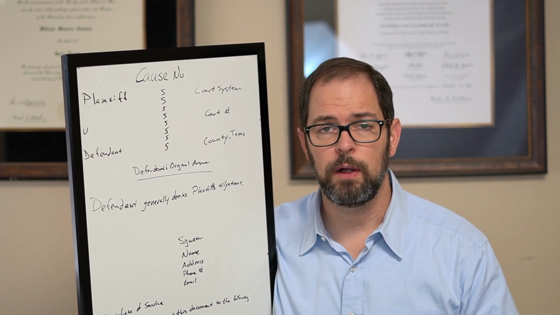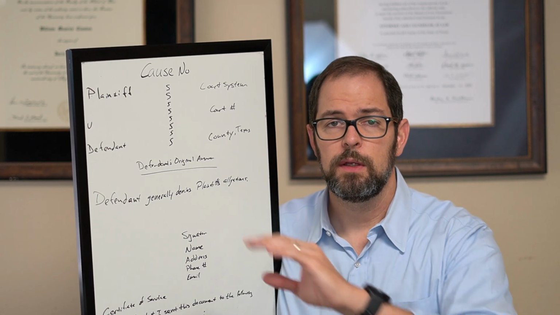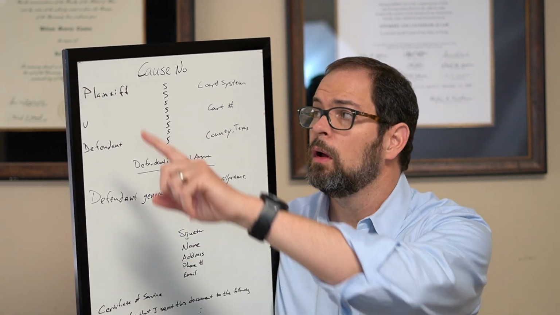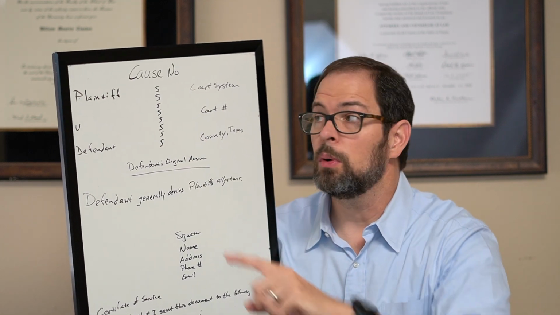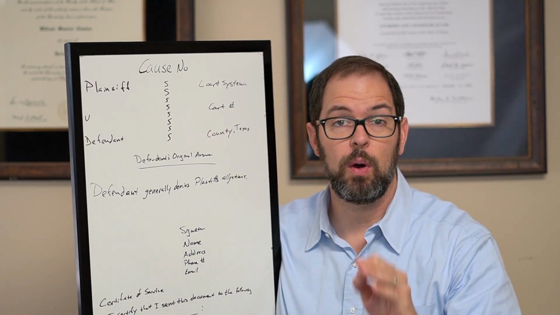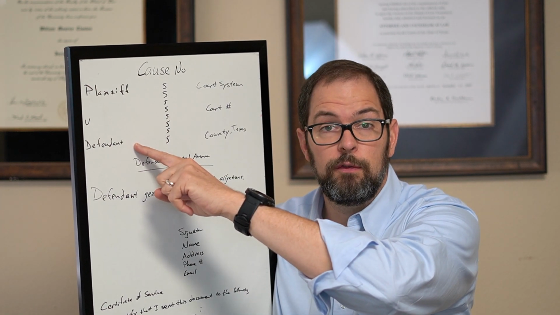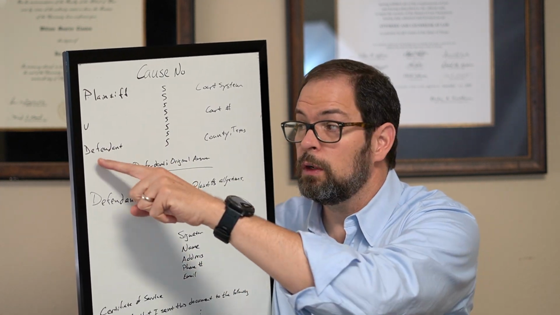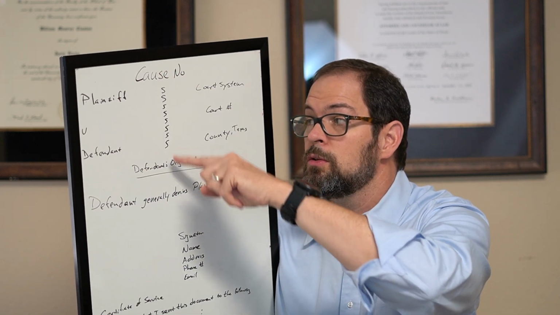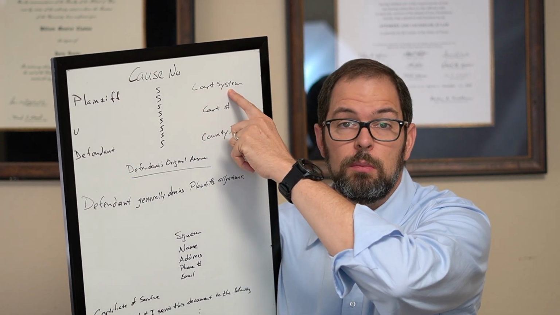So what do you do when you file an answer? This is the basic form of an answer. You have a cause number or case number that goes on top, and that is required to be in your answer. You have a plaintiff, and you are the defendant. You or someone you know is a defendant. You separate these two columns. Then you have the court system up here.